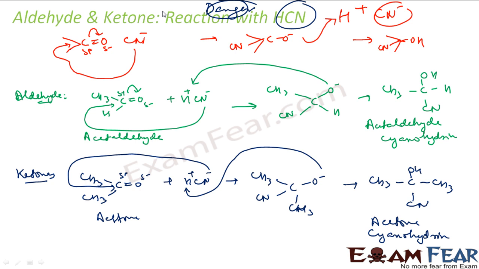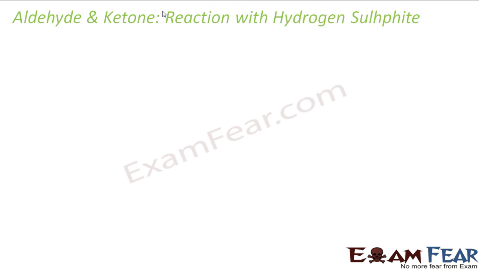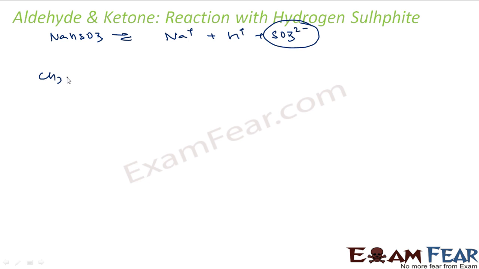Pretty simple reaction. Let's talk about the reaction with sodium hydrogen sulphite. So we have NaHSO3. This is my sodium hydrogen sulphite. This is an equilibrium where it breaks into Na plus, H plus, and SO3 2 minus. This is how it breaks. And this is also my strong nucleophile. So let's see this reaction mechanism. I'll do it for acetone. It's all the same for aldehydes and ketones, so you just have to see what I'm doing.